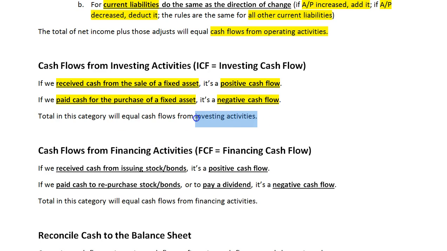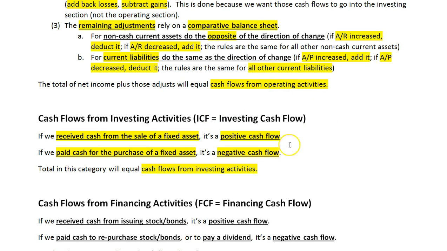Alright, the total in this section will be equal to the cash flows from investing section. So that would be the second one. We had the first one, the operating section, now that would be the total of the investing section.